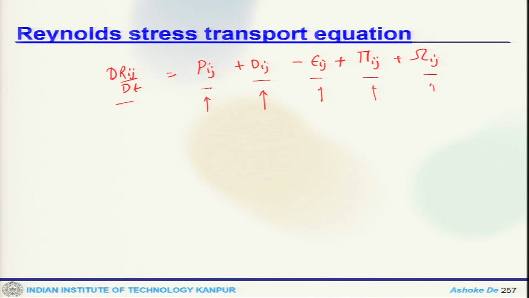So production is retained in its exact form. Some comment about that: diffusive transport is modeled using a gradient diffusion assumption, that is another aspect of it. The dissipation epsilon ij, this term is related to epsilon and calculated from the standard K epsilon equation.